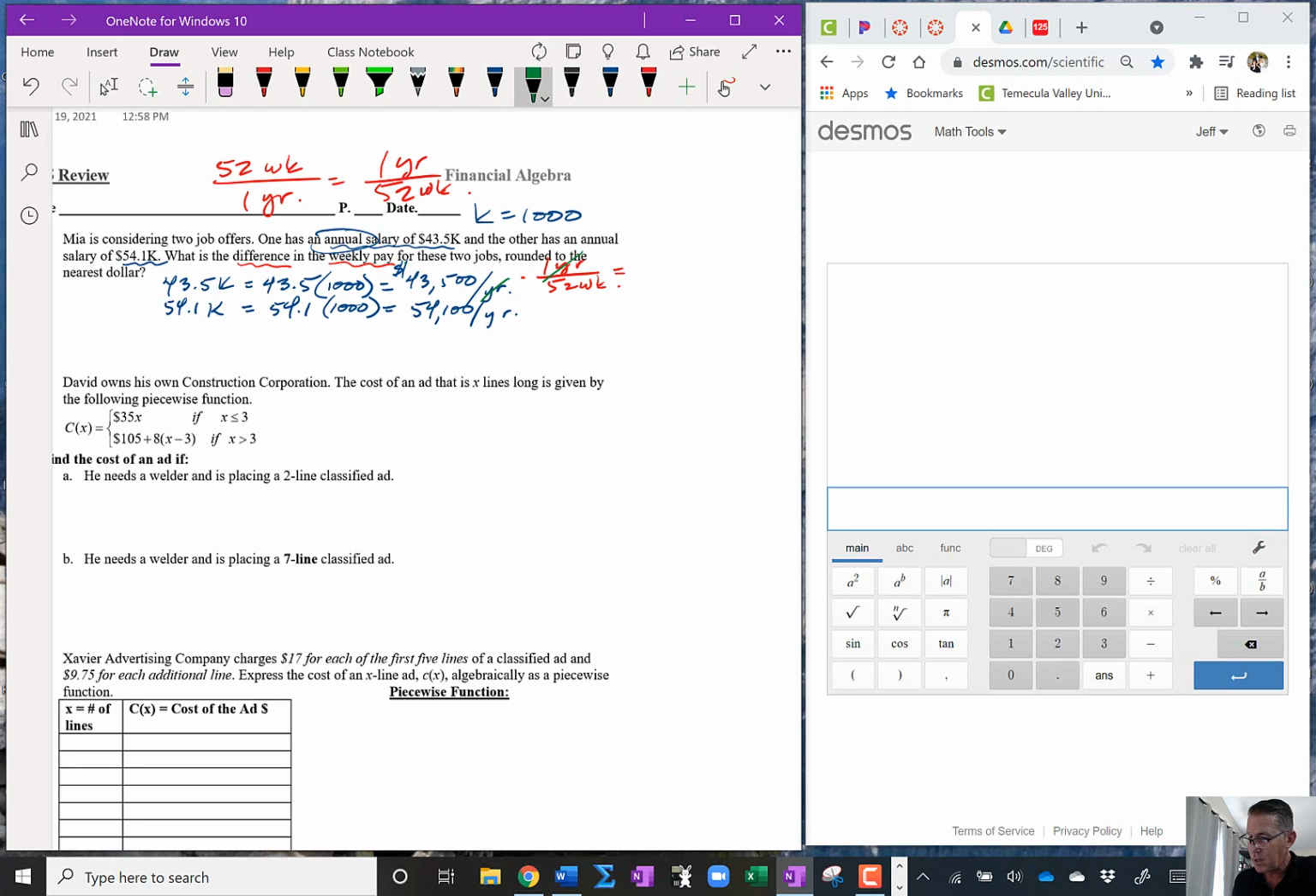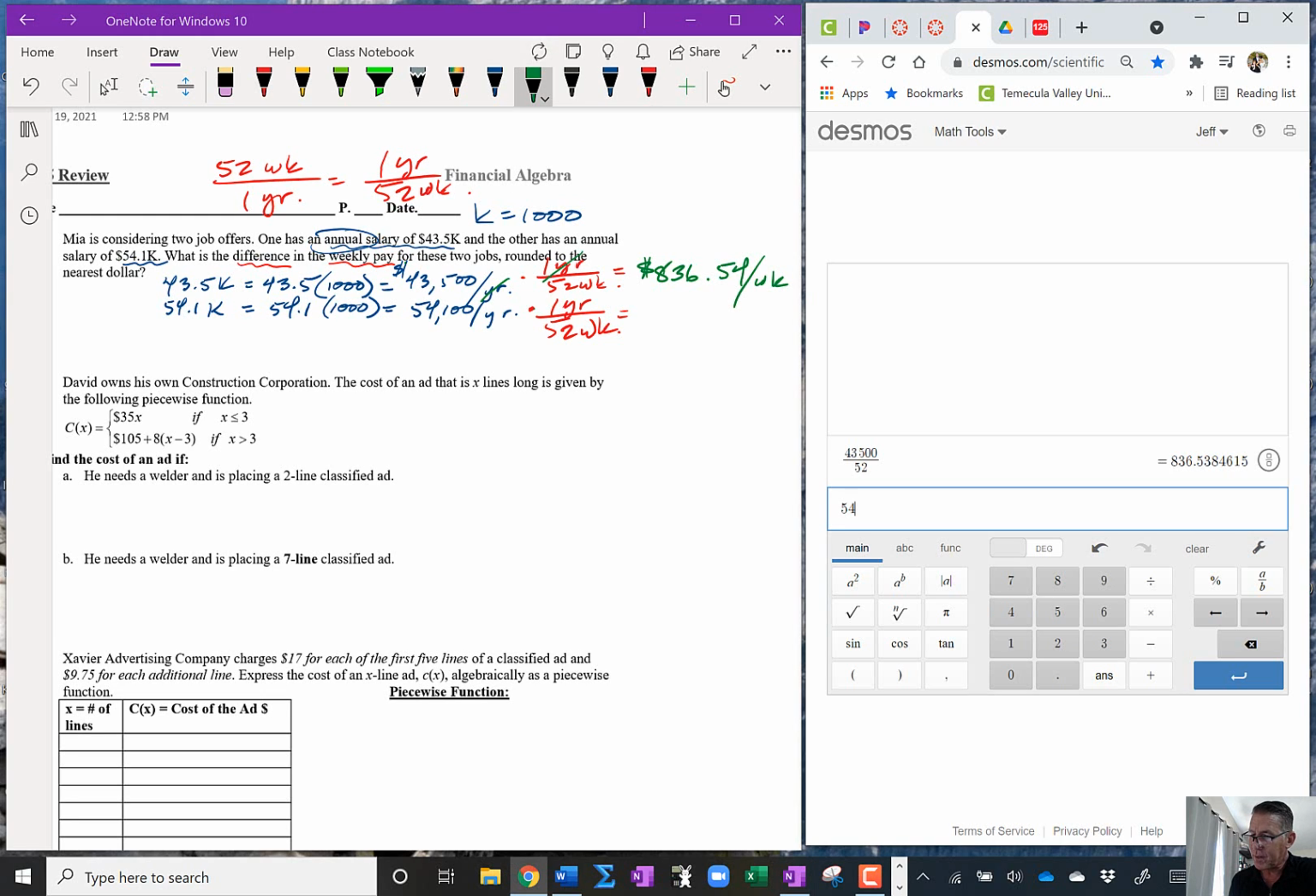Okay, so when you do that, you get 43,500 divided by 52, and you get about 836. So this is $836, looks like, and 54 cents per week. Okay, per week. Now the other one, same thing. I want to multiply that by 1 year per 52 weeks. If I'm going to go from annual to weekly, I have to divide it by 52. And obviously it becomes smaller, right? Because that's a smaller unit of salary.